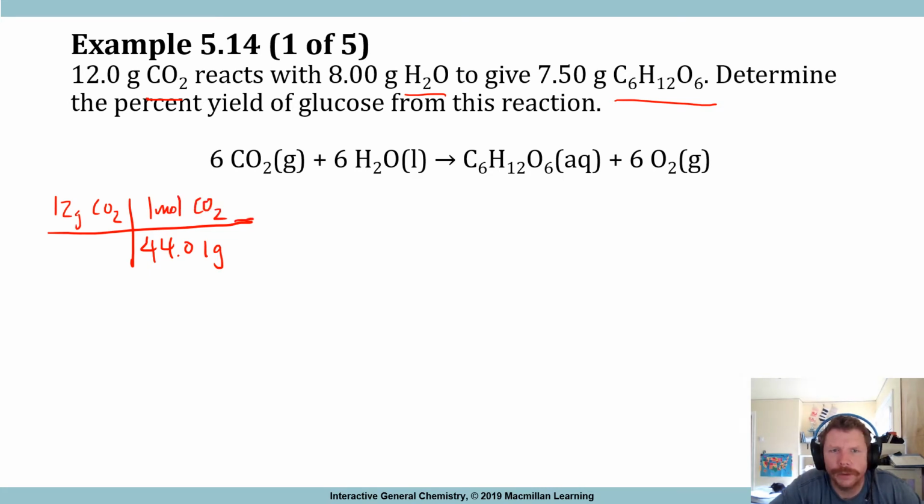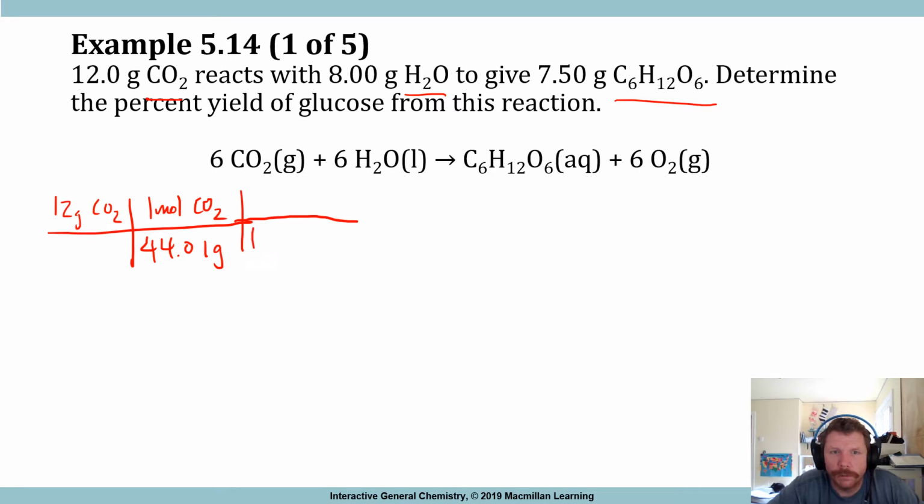Now what I want to do is relate this to my number of moles of a product, C6H12O6. Okay, so what I'm going to do though is just go ahead and extend this all the way to get my mass of C6H12O6, because when I get that, then I have my theoretical yield.